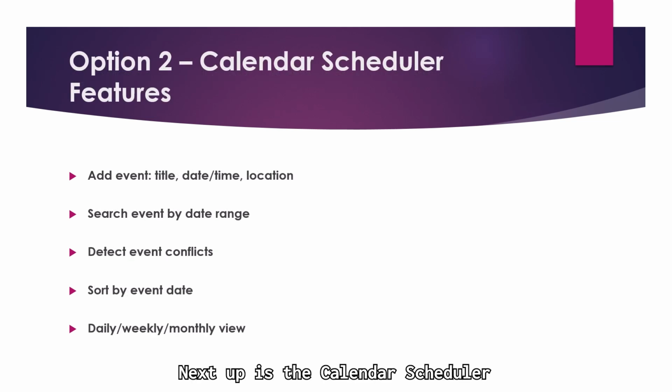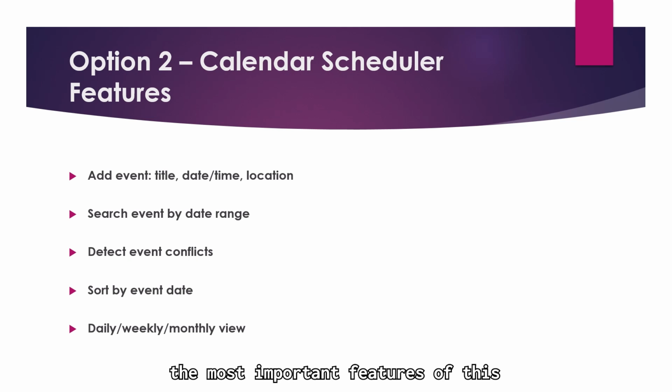Next up is the calendar scheduler project. This application will help users organize events in an efficient way. Key features include the ability to add events with details such as the event's title, date, time, and location. You can then implement the ability to search events by specific date ranges.